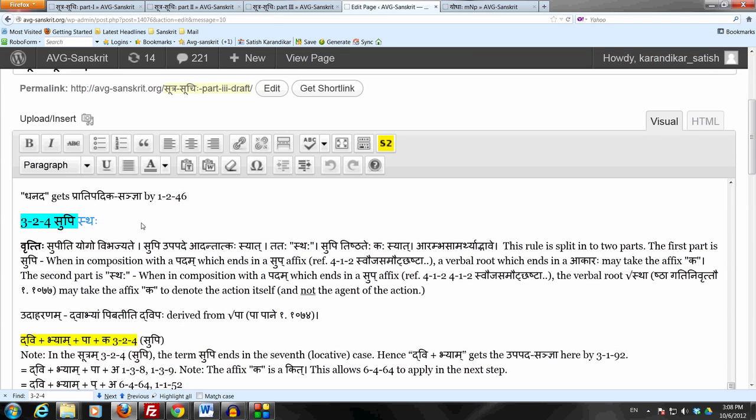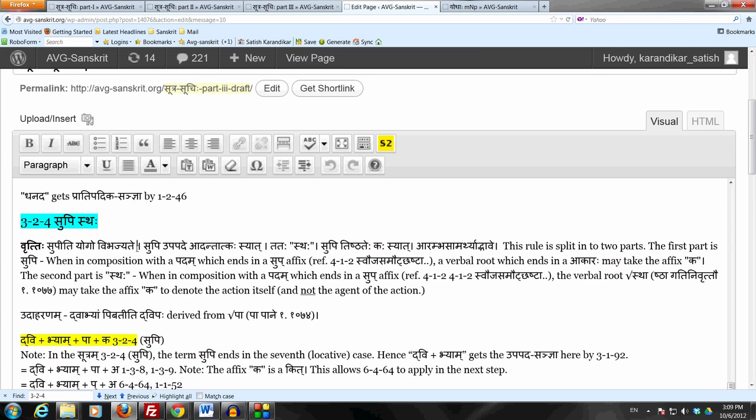It is to allow us to derive forms in the language which we would not have been able to derive had we kept the sutram as a single sutram. And the vritti explains all of this. So if you look at the vritti, it says supiti yogo vibhajyate. Yoga in this case means shastram, means sutram actually. Niyamaha, this rule is vibhajyate, is split.